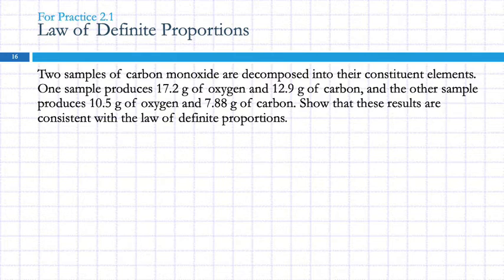Here's another one. Two samples of carbon monoxide are decomposed into their constituent elements. One sample produces 17.2 grams of oxygen and 12.9 grams of carbon. The other produces 10.5 grams of oxygen and 7.88 grams of carbon. Show that these results are consistent with the law of definite proportions. So the law of definite proportions says that the ratio of oxygen to carbon for each of these samples should be the same, right?